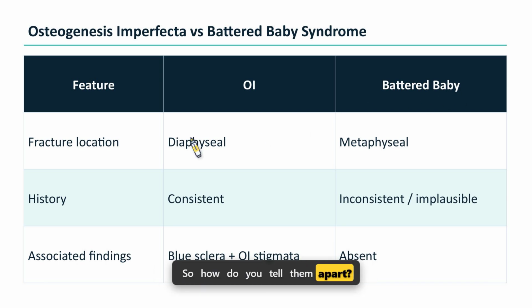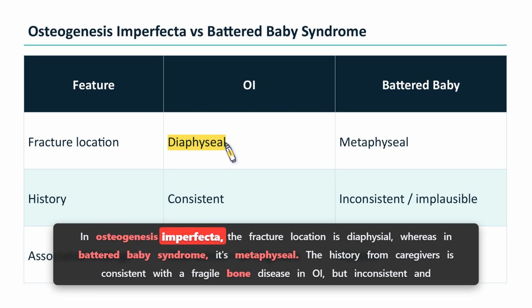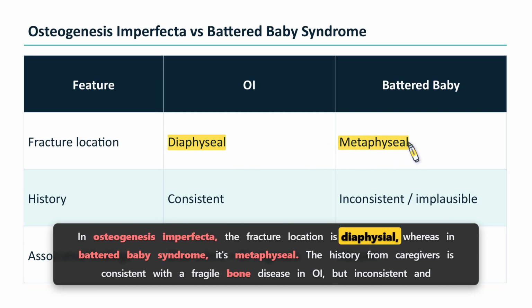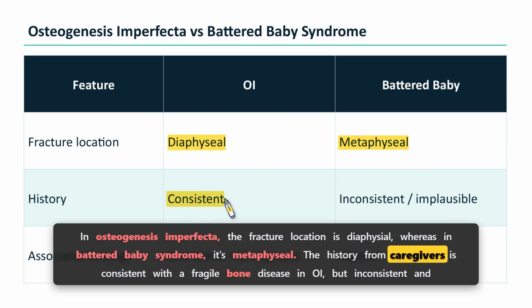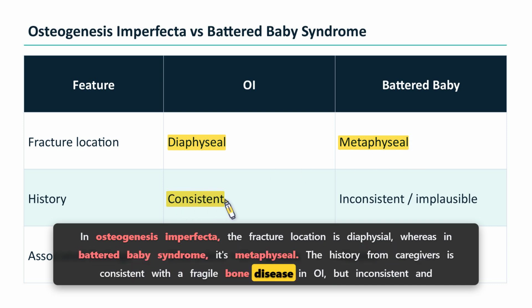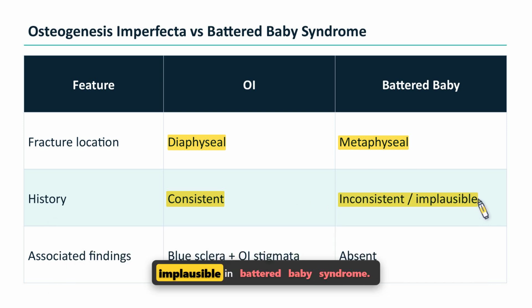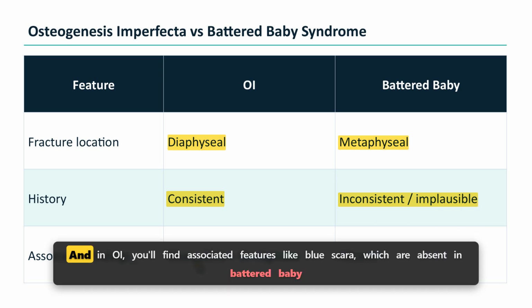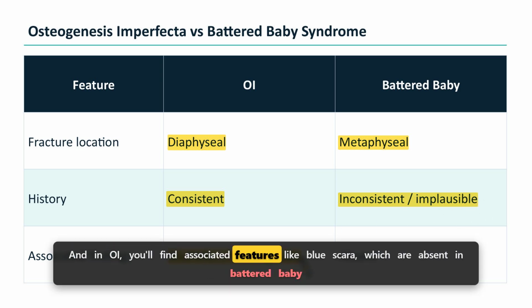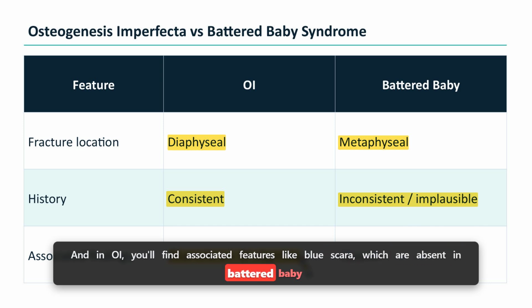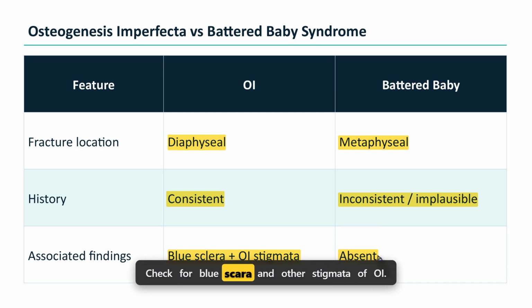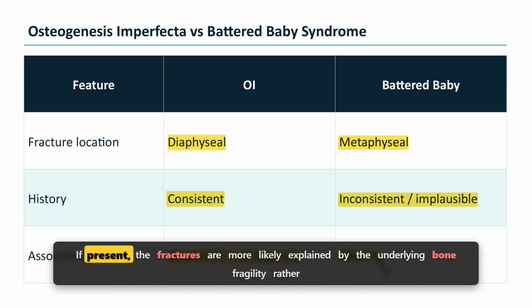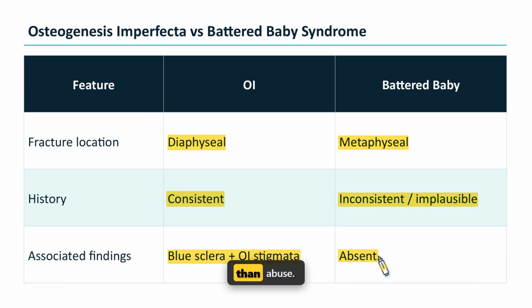So how do you tell them apart? In osteogenesis imperfecta, the fracture location is diaphyseal, whereas in battered baby syndrome, it's metaphyseal. The history from caregivers is consistent with a fragile bone disease in OI, but inconsistent and implausible in battered baby syndrome. And in OI, you'll find associated features like blue sclera, which are absent in battered baby syndrome. So a simple way to differentiate the two: check for blue sclera and other stigmata of OI. If present, the fractures are more likely explained by the underlying bone fragility rather than abuse.